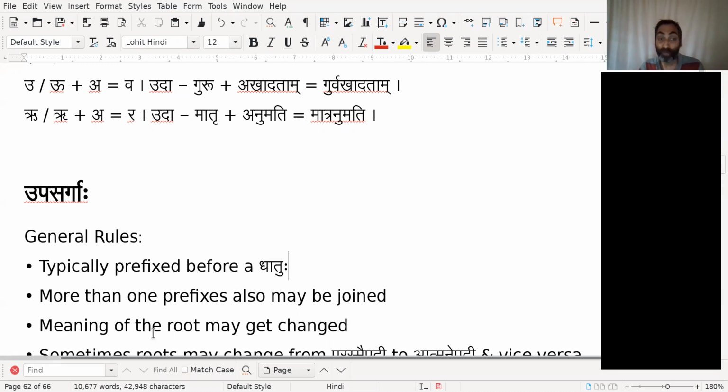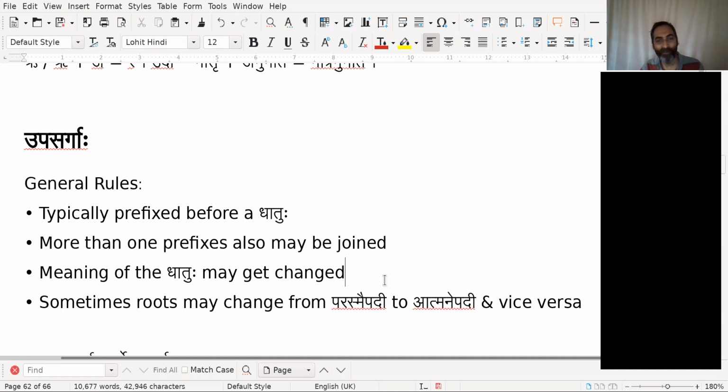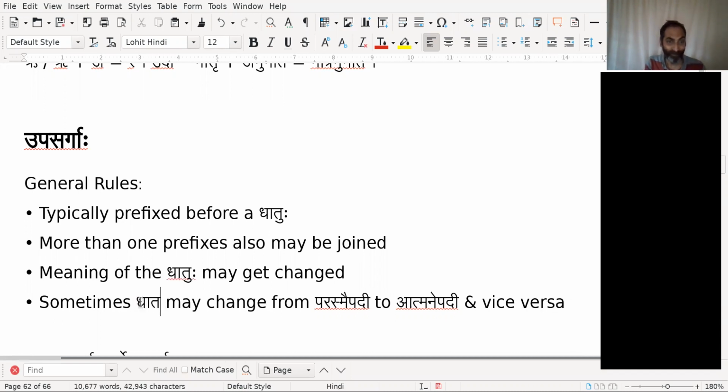And when you add a prefix to a dhatu, its meaning may also get changed. It may be similar, but there are rare cases where it changes quite a bit. The prefix, the upasarga, has a meaning, so accordingly the dhatu typically changes. You will figure that out. And sometimes the dhatu may change from parasmaipadi to atmanepadi and vice versa by attaching a prefix. That's also possible.